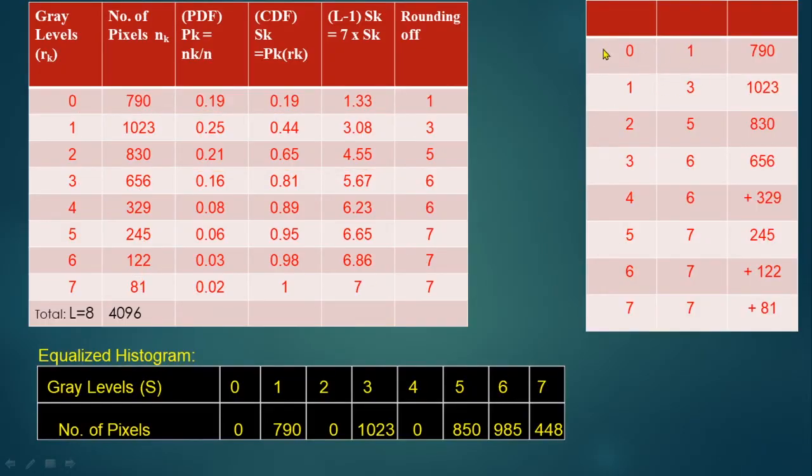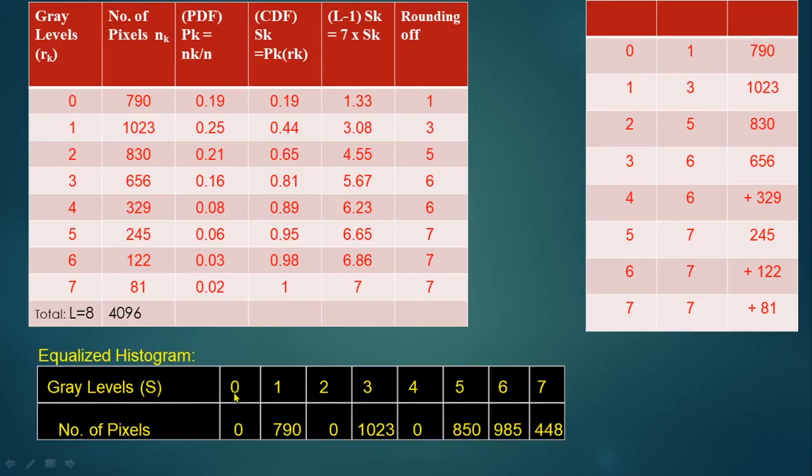After mapping these values, we get the number of pixels in that image. Equalized histogram, equalized image. These are the number of pixels for the corresponding intensity levels. This is a histogram, equalized histogram.